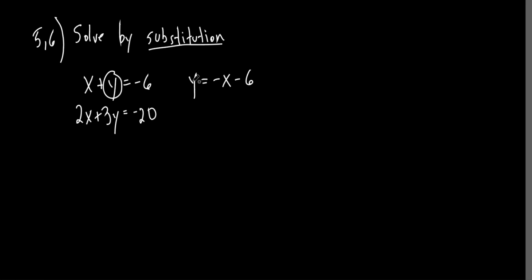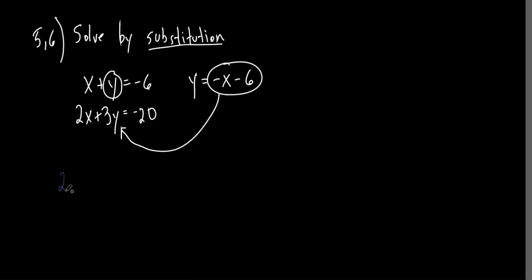So now what we're going to do, since we know what y is, this is where we do the substitution. You're going to take that value that's equal to y, and where are you going to put it? Right there in for that y. So all we're going to do is rewrite that second equation, but instead of saying 3 times y, it's going to be what? 3 times negative x minus 6.